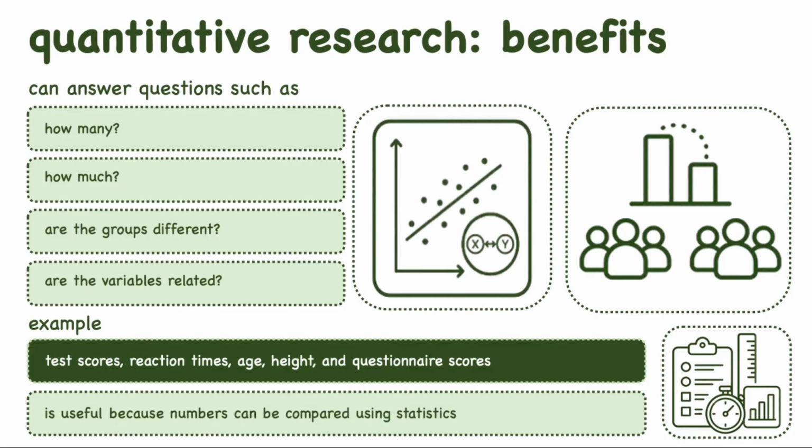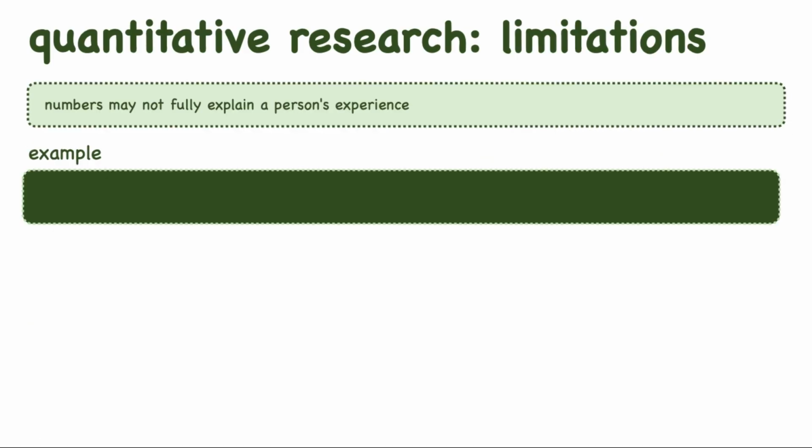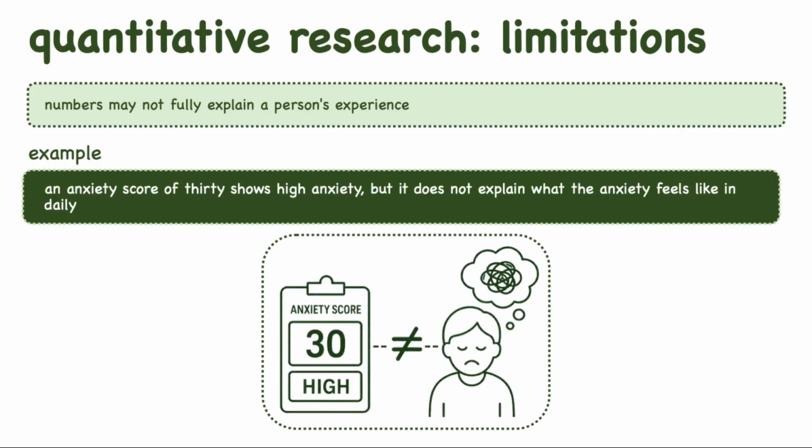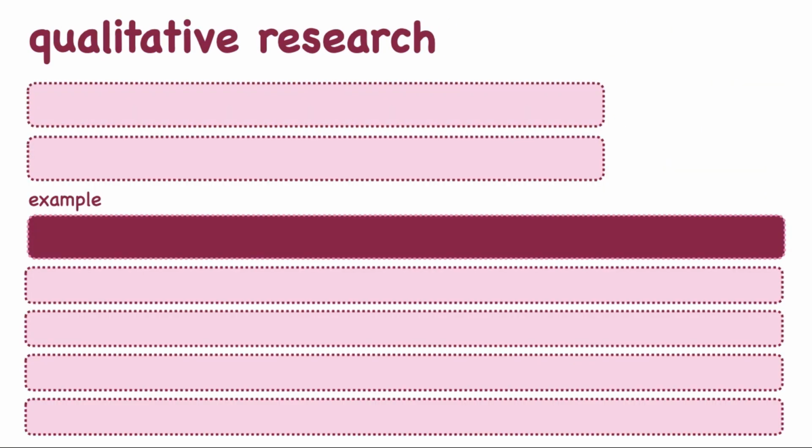Quantitative research is useful because numbers can be compared using statistics. However, numbers may not fully explain a person's experience. For example, an anxiety score of 30 shows high anxiety, but it does not explain what the anxiety feels like in daily life. Now let us look at qualitative research.